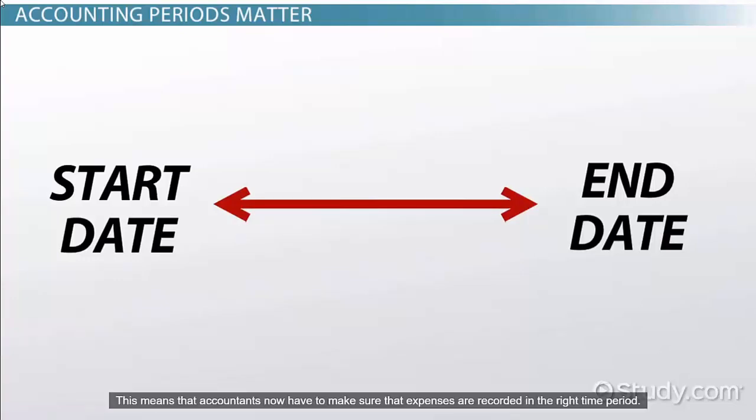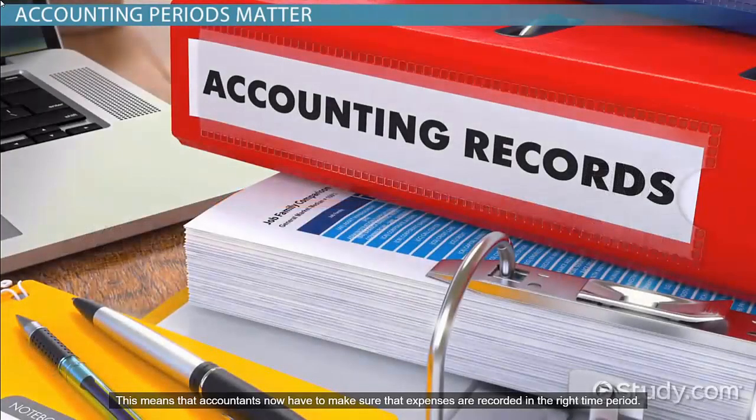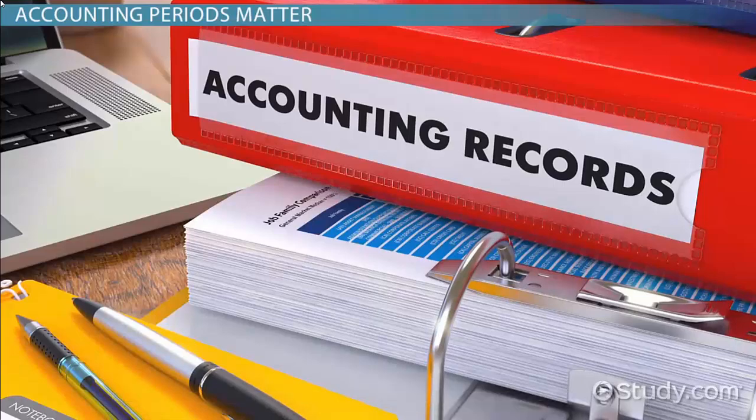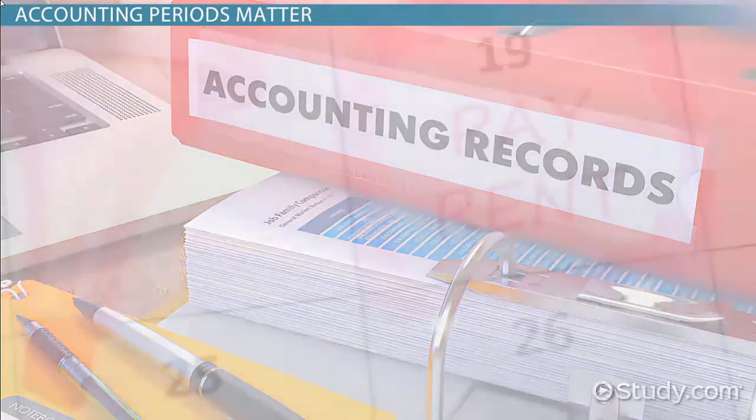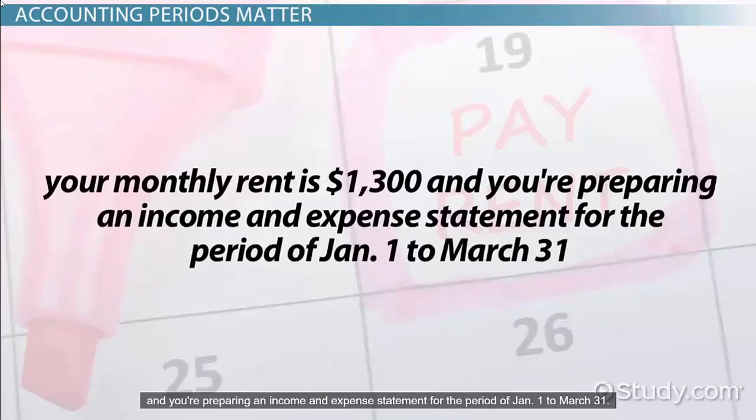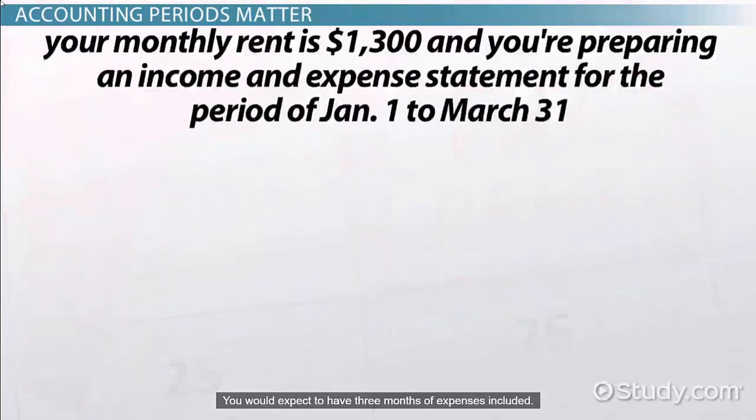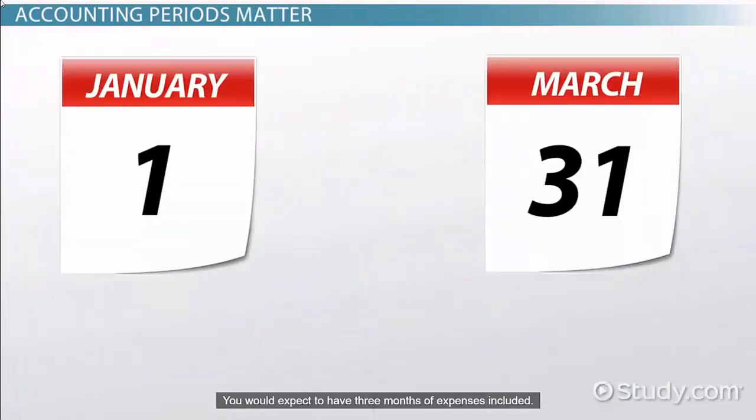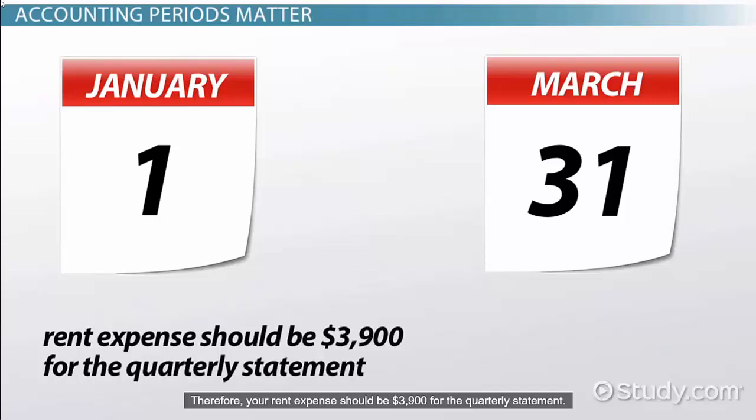This means that accountants now have to make sure that expenses are recorded in the right time period. Take rent payments as an example. Your monthly rent is $1,300, and you're preparing an income and expense statement for the period of January 1st to March 31st. You would expect to have 3 months of expenses included. Therefore, your rent expense should be $3,900 for the quarterly statement.